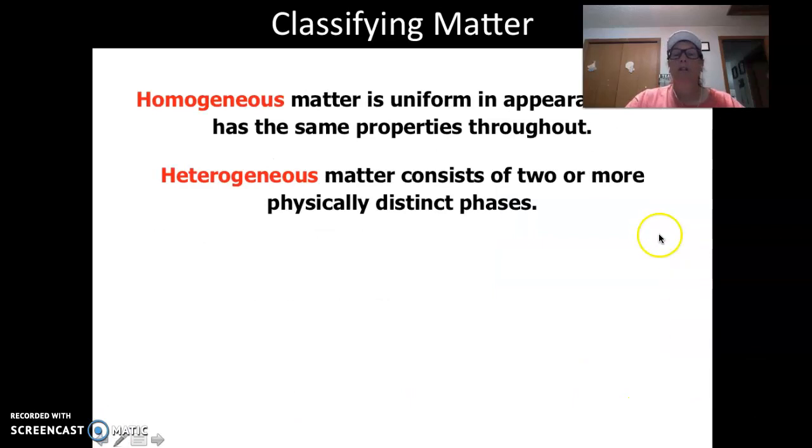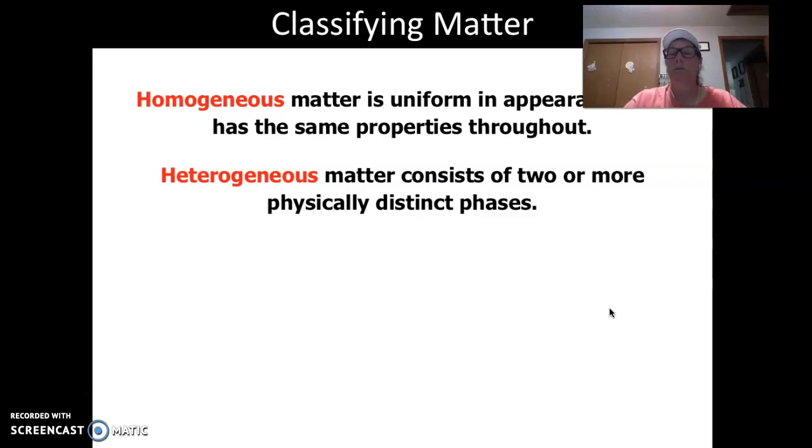When you're talking about matter, it can either be what they call homogeneous or homogeneous. I've heard it both ways. It's up to you to decide, but it means it's the same throughout. You can't see layers, you can't see different parts. Heterogeneous means you can see 2 or more distinct phases.